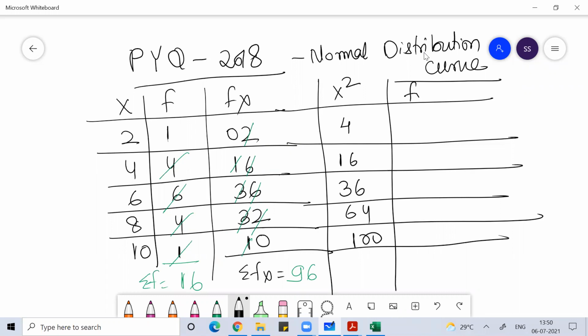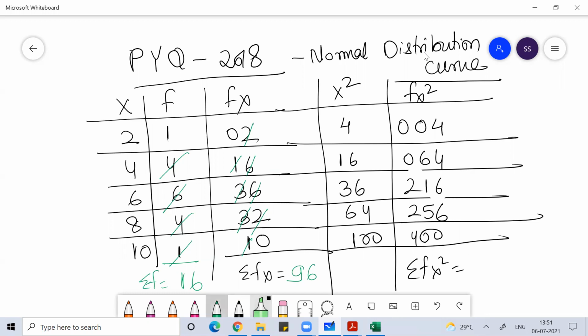Then I can find f x square. So 4 into 1 is 4. 16 4s are 64. Then 36 6s are, no, 36 6s is not 144, it will be 216. 6 6s are 36, 3 carry, 18 plus 2, 216. 64 4s will be 256, right? 4 4s are 16. This will be 400. Find the sum of f x square.